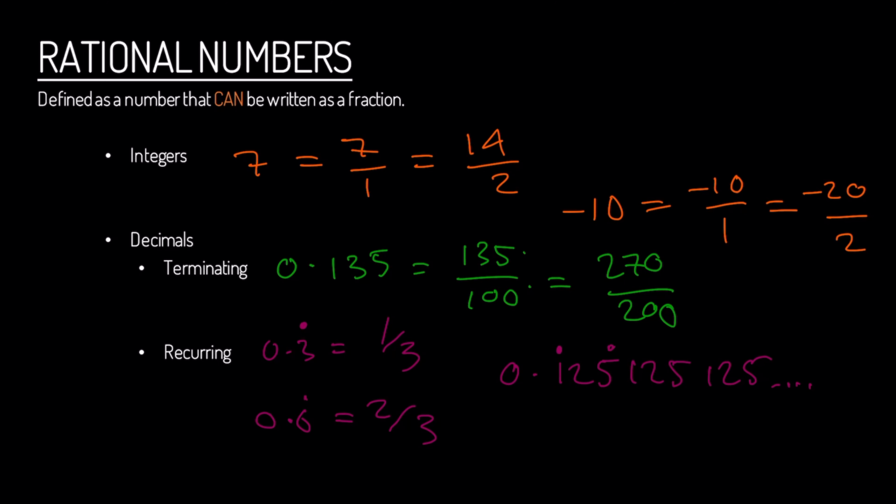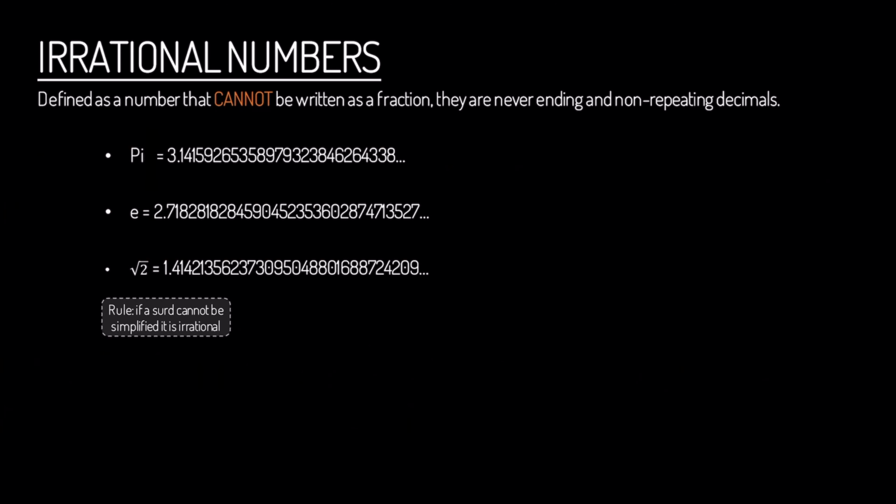So we've pretty much covered all numbers that we deal with. We've got integers, we've got decimals, we've got recurring numbers. So what would an irrational number be then? This number cannot be written as a fraction. They are never-ending, non-repeating decimals.